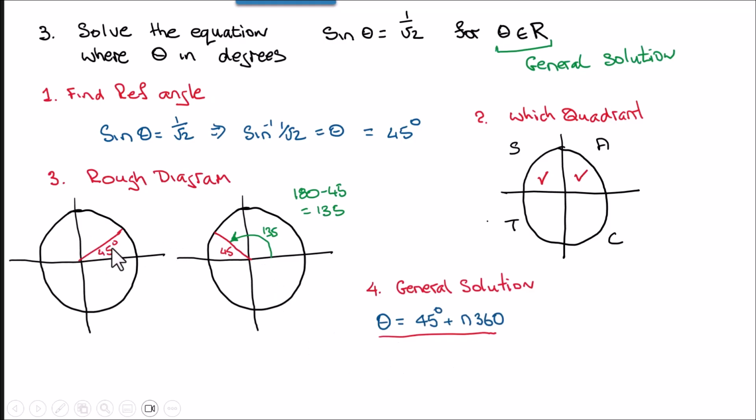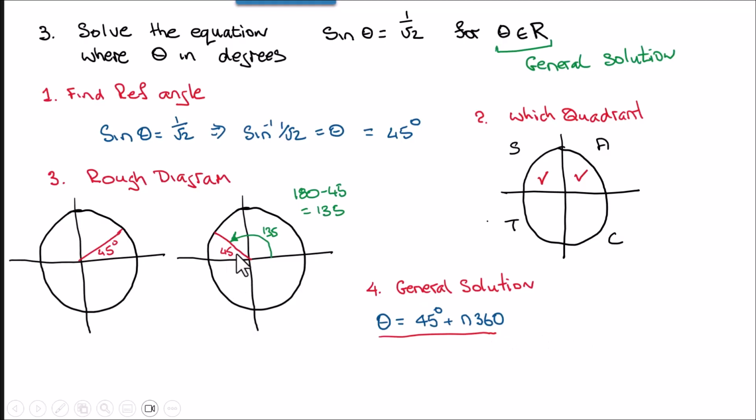So let's consider the first value here. When theta is 45 degrees, the sine of 45 is 1 over root 2. But if we were to add 360 degrees onto 45 degrees, we'd move one complete revolution, so we're back to the same position. So adding n times 360, where n is an integer, will give us the same solution. So the general solution for 45 degrees is 45 degrees plus n times 360.